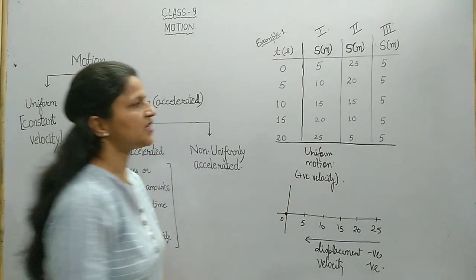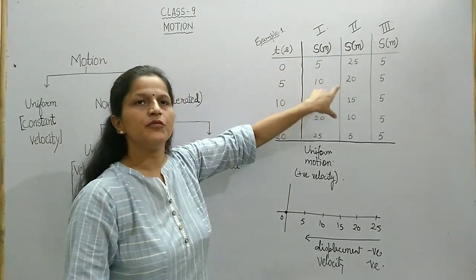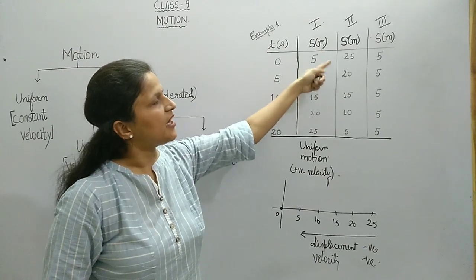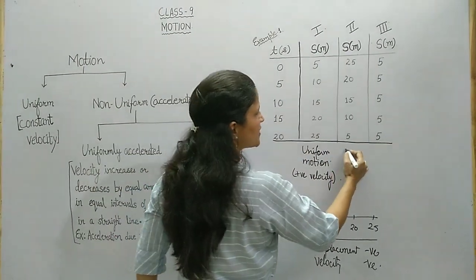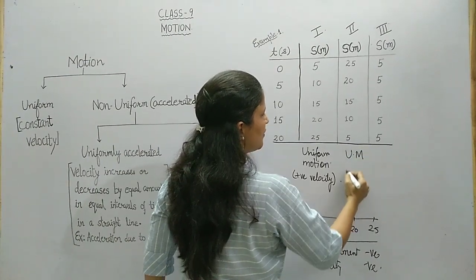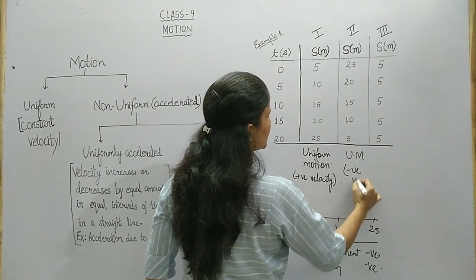Another thing that we observe is that this object is also moving in a straight line covering equal distances in equal intervals of time. So this is another example of uniform motion but having a negative velocity.